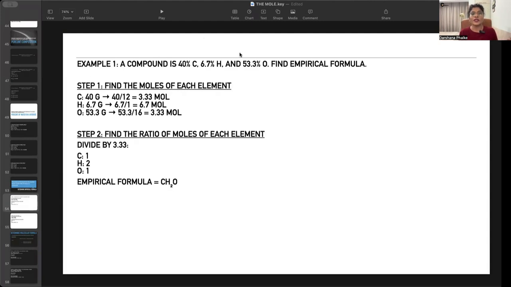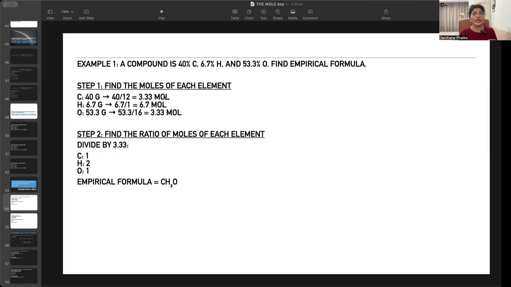Step 1 is this percentage I converted to grams. Then I converted grams to moles. So we divide by molar mass and find the moles of each element. Second step is you find the least ratio of the moles. How do you find the least ratio of the moles? You take the smallest number of moles and divide each measurement by that. Why? Because we consider that the least number of moles is one part, and we find out how many such parts of the other elements are present.